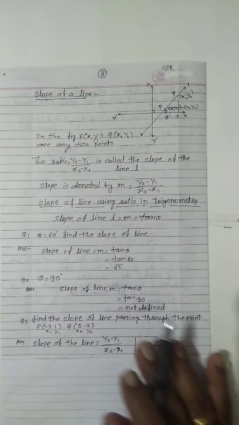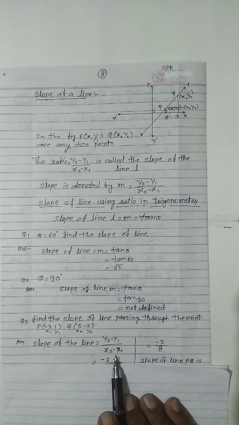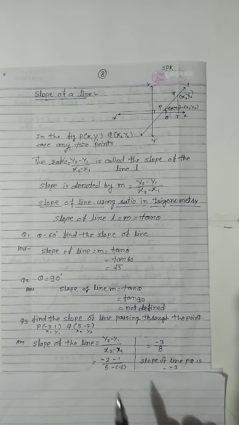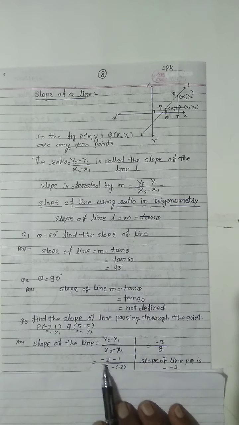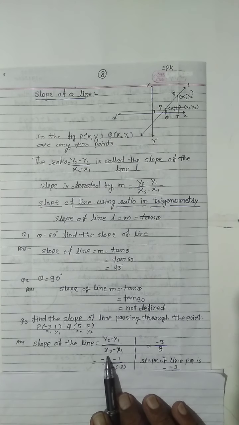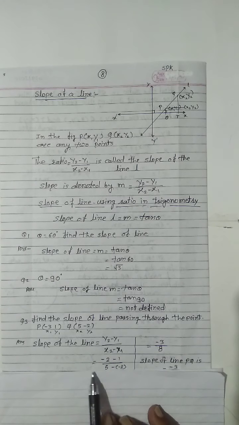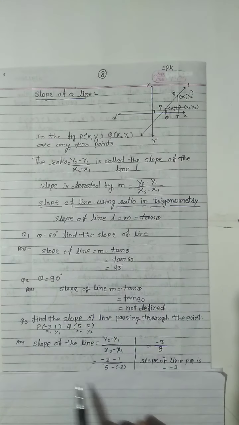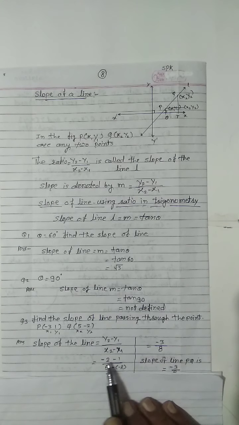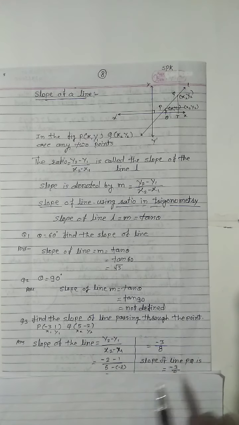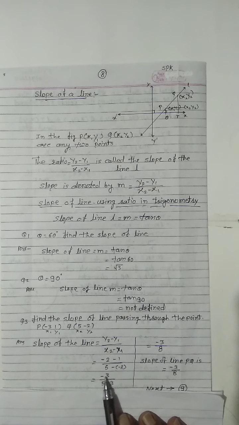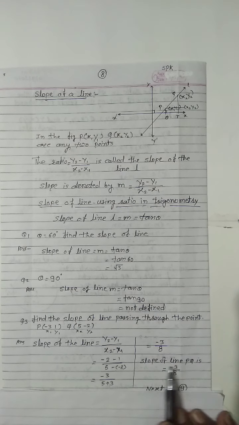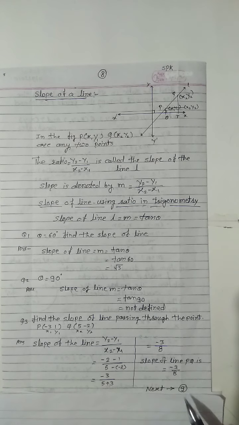Then write down the formula. Slope of line equal to y2 minus y1 divided by x2 minus x1. Put the values: y2 is minus 2, y1 is 1, so minus 2 minus 1, divided by x2 which is 5 and x1 which is minus 3. Minus 2 minus 1 is minus 3. 5 minus minus 3 means 5 plus 3, that is 8. The slope of line PQ is minus 3 upon 8.